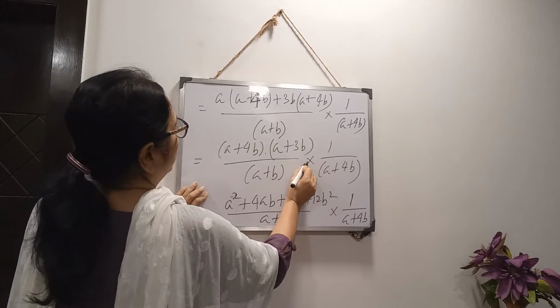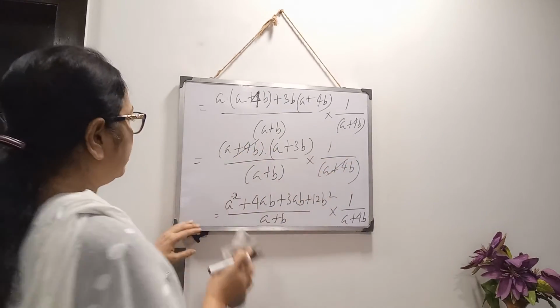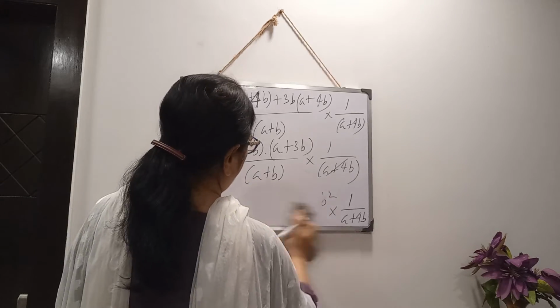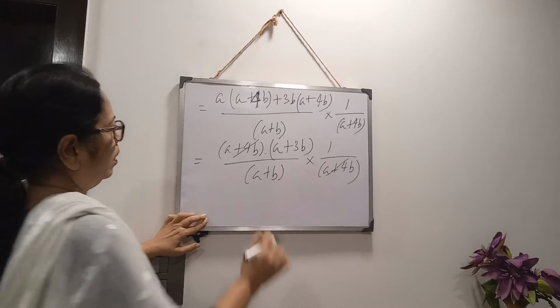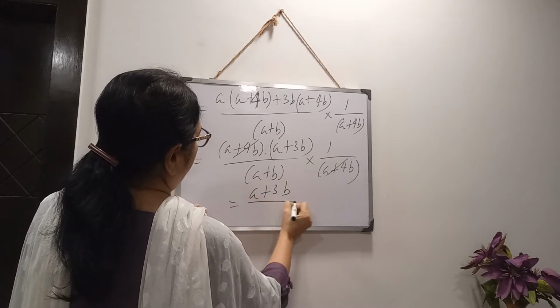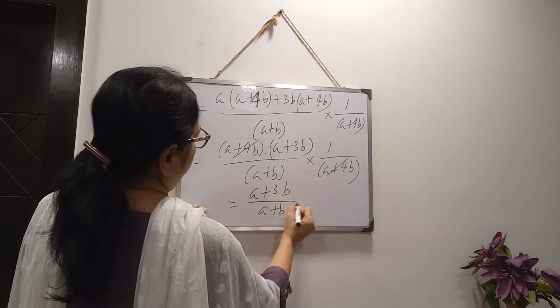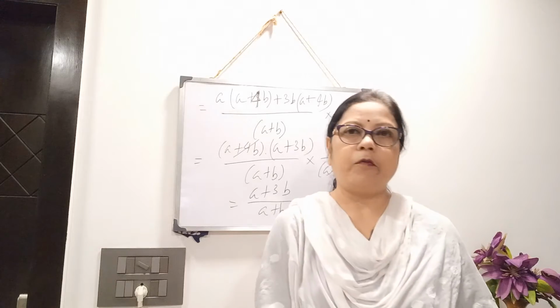Now there is a multiplication sign, so you can cancel in this way. So it is coming in numerator a plus 3b, and denominator a plus b. Clear? This is your simplified form.